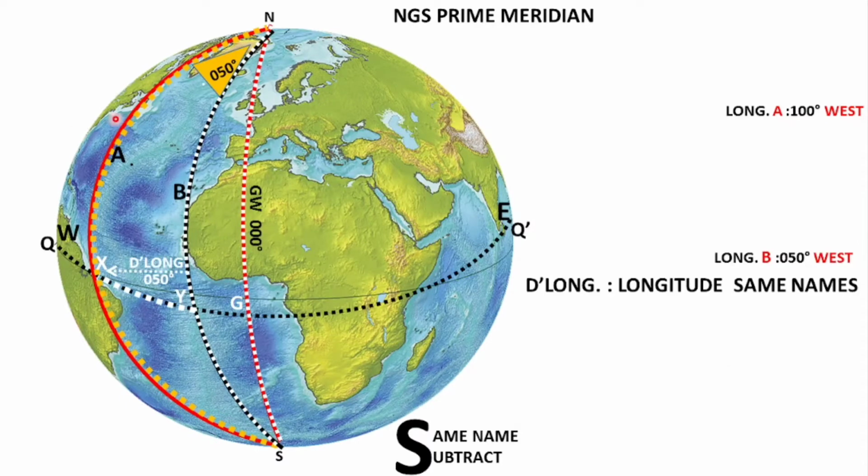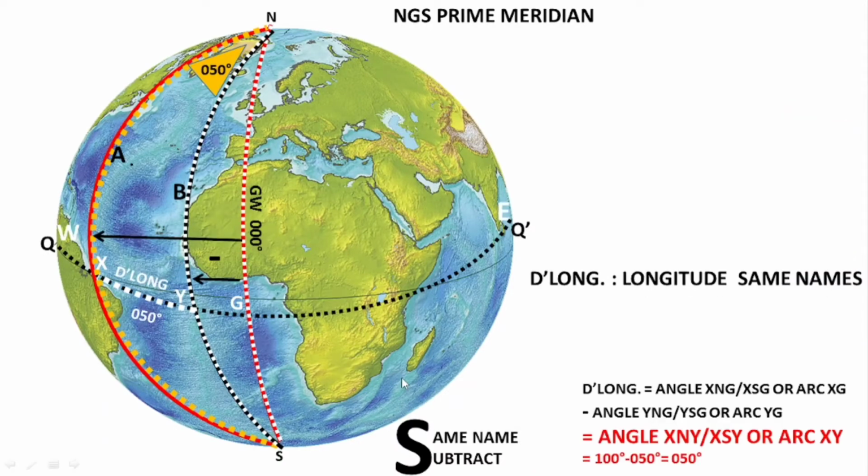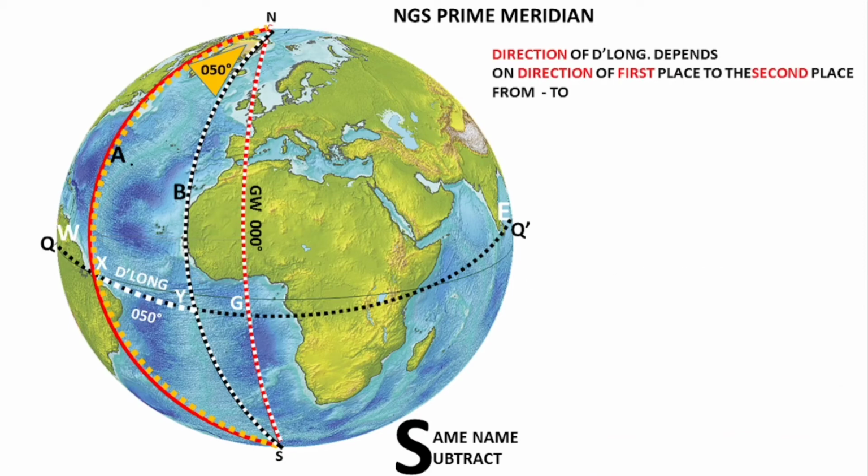So what we saw here is that same name latitudes we have subtracted, same name longitudes we have subtracted. So this is a simple way to remember it. Same name, subtract. Now the important thing here for us to know is what is the direction of D-long, because this is going to play an important role once we talk about courses, distances and other things. So we should know which is the direction of my D-long.